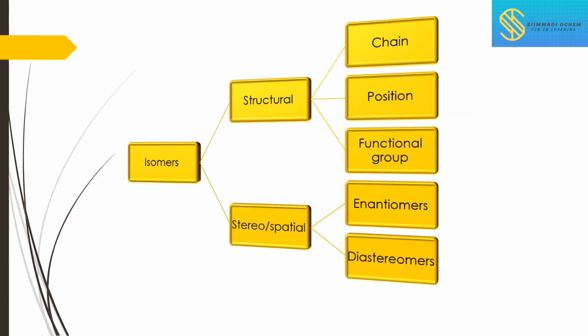So isomers are classified into structural isomers and stereoisomers. The stereoisomers are also called spatial isomers. The structural isomers are further classified based off chain, position, and functional group, while the stereoisomers are classified based off enantiomers and diastereomers. We will learn about stereoisomers in my next video, but in this video, we are just going to focus on structural isomers.